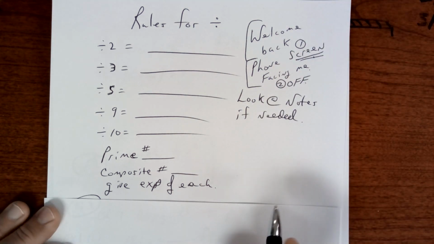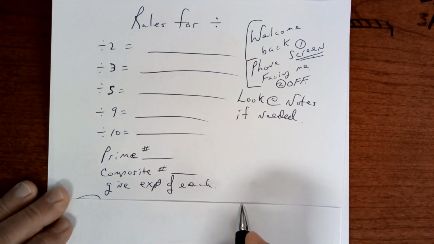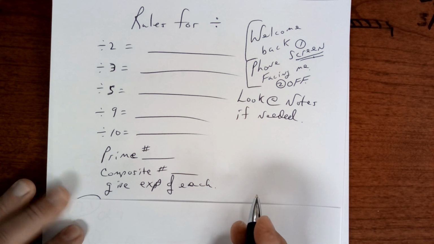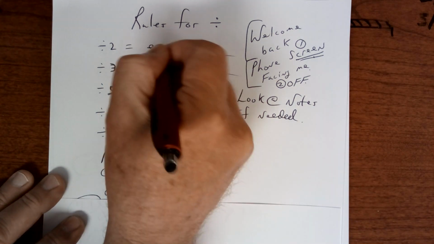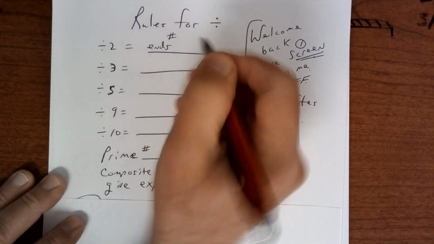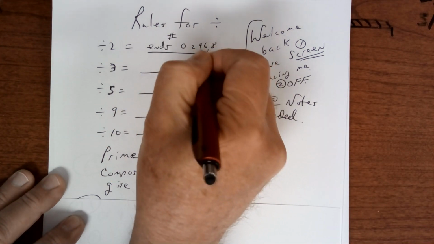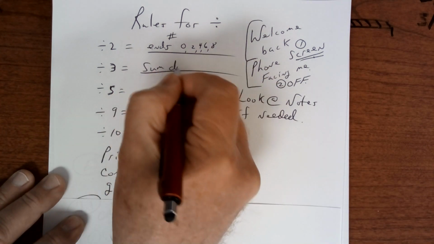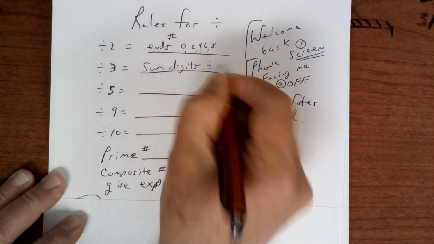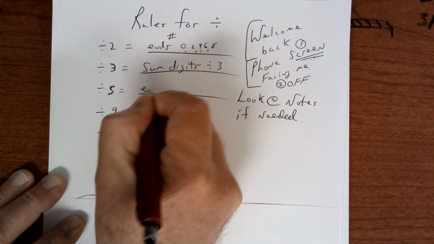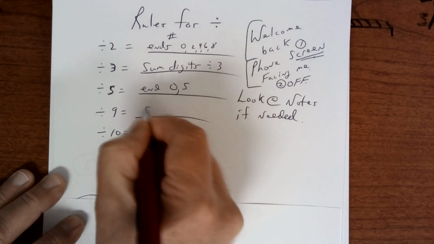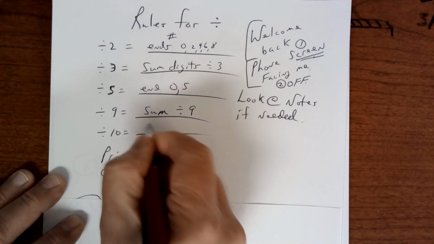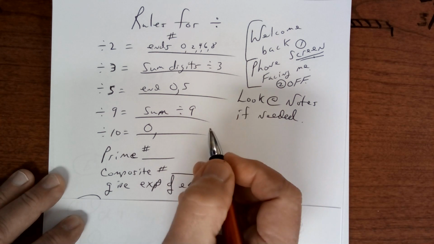All right, so look at your notes. If you had to, discuss with your neighbor the rules for divisibility. Well, divisibility by 2 is if the number ends with a 0, 2, 4, 6, or an 8. 3 is if the sum of the digits is divisible by 3. 5 is if it ends with a 0 or a 5. 9 is if the sum is divisible by 9. And 10 is if it ends with a 0, and that's it.